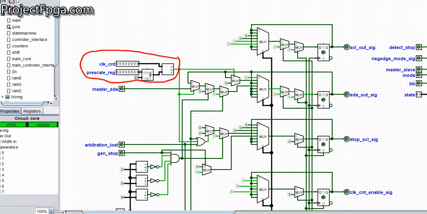We are going to talk about the prescale register when I'll be talking about the sub-circuit, the controller interface, but it doesn't really do much here. Just know that whenever this condition is met, that is when the master will generate the start signal. And how does the start signal occur? Whenever the SDA line is low while the SCL line is high, the start signal is being generated.